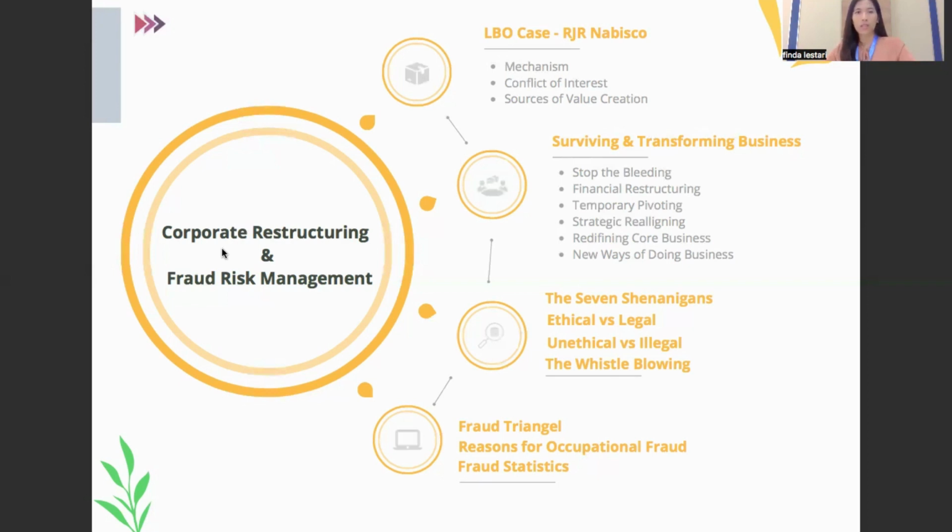The corporate can stop the bleeding, financial restructuring, temporary pivoting, strategic realigning, redefining core business, and new ways of doing business. And we can learn from the progress management. There are so many things about the 7 shenanigans: ethical versus legal, unethical versus illegal, whistleblowing, fraud triangle, reasons for occupational fraud, and also about fraud statistics.